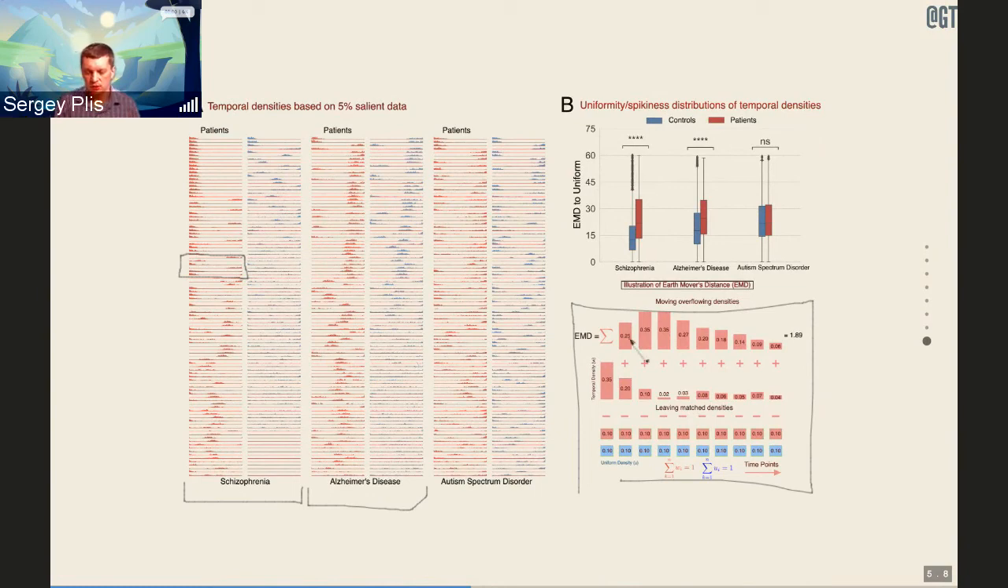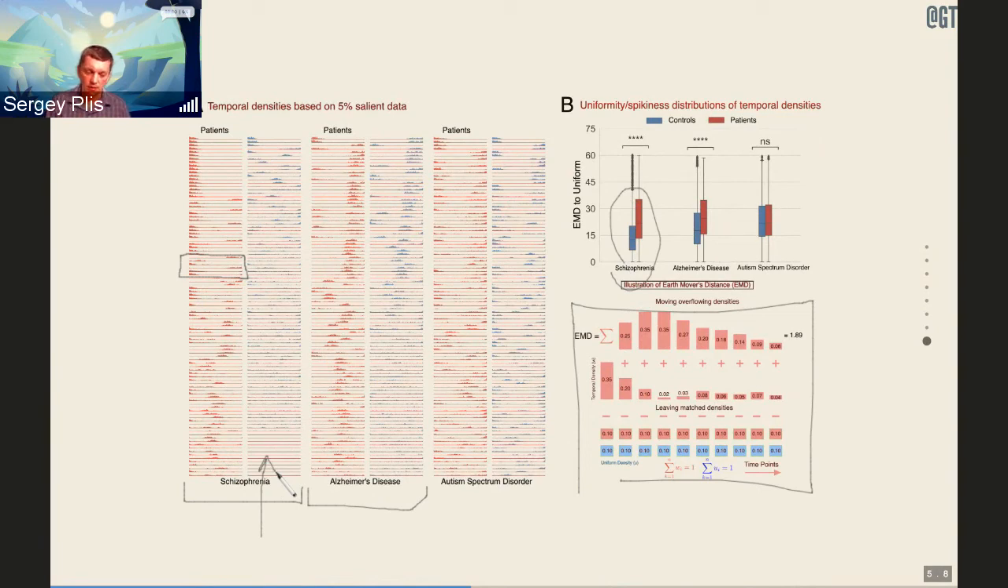And we found statistically significant differences, using our metric based on Earth mover's distance, in the way patients and controls are viewed by the model. For example, you can already see here in schizophrenia, patients kind of come up with the term healthy everywhere.